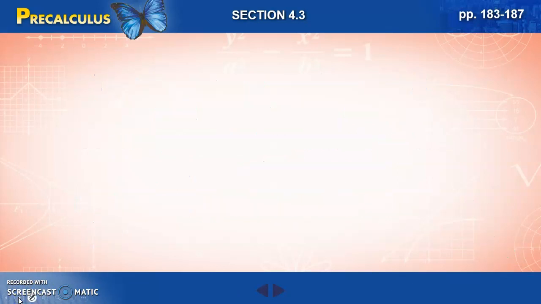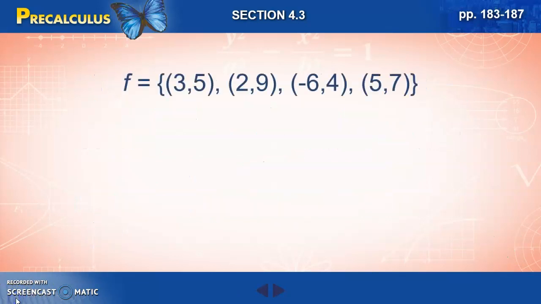All right, let's take a look at what we mean exactly by this swapping out or flip-flopping our x and our y, or interchanging our first and second coordinates. So take a look at this function. These are some points on our original function. We have (3, 5), (2, 9), (-6, 4), and (5, 7). These are x, y coordinates. These are not intervals because we're not talking about intervals right now. We are talking about coordinates. So we've got our x, y coordinates listed there.